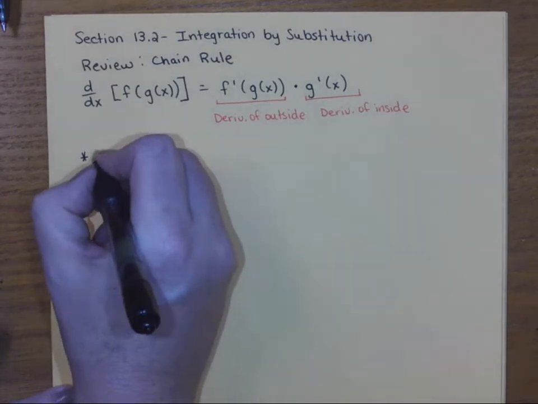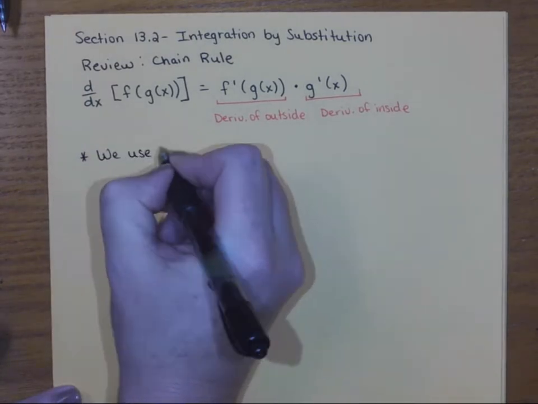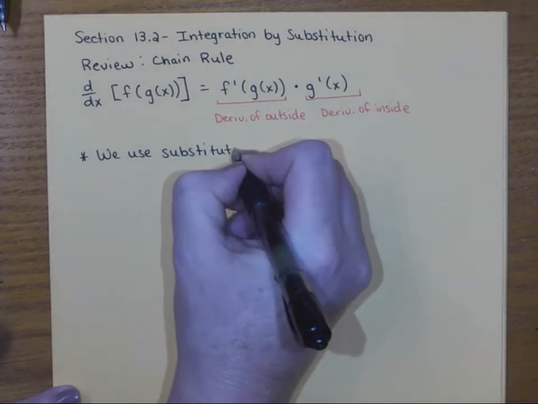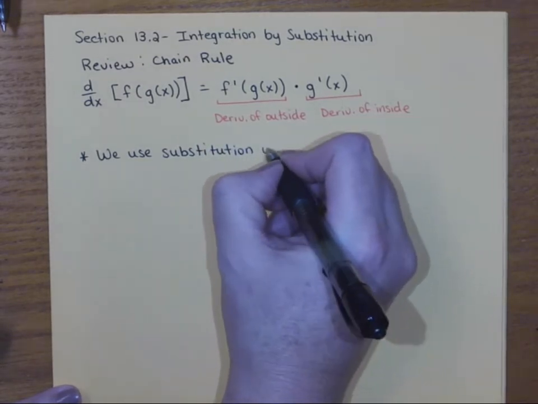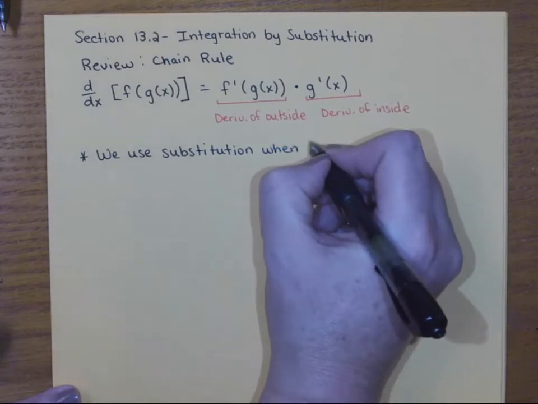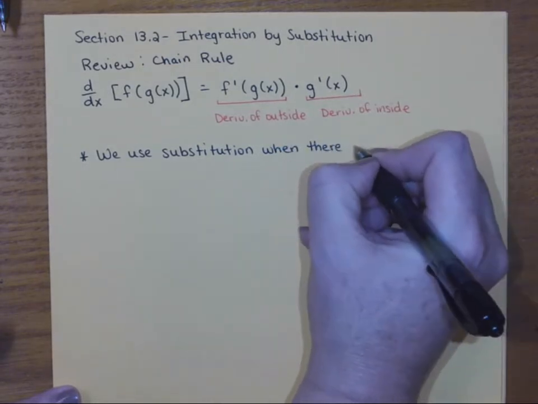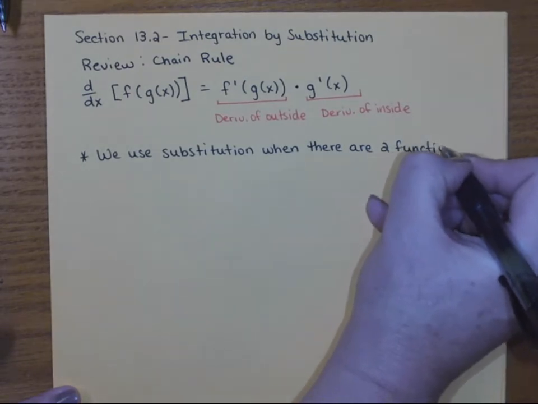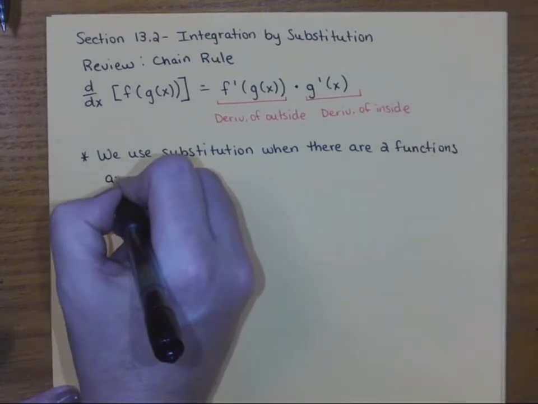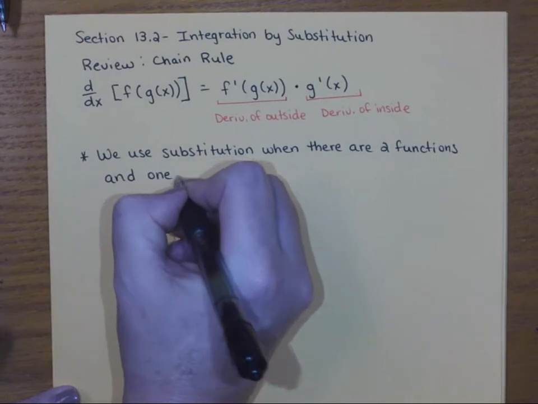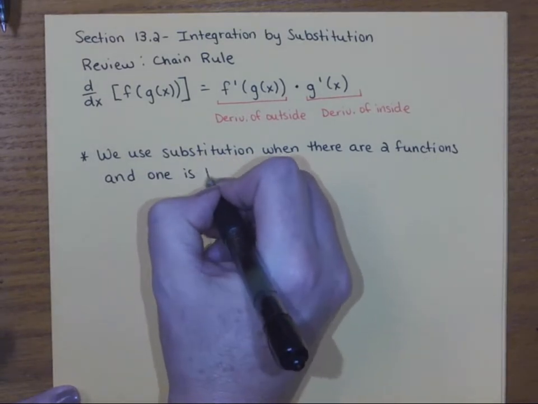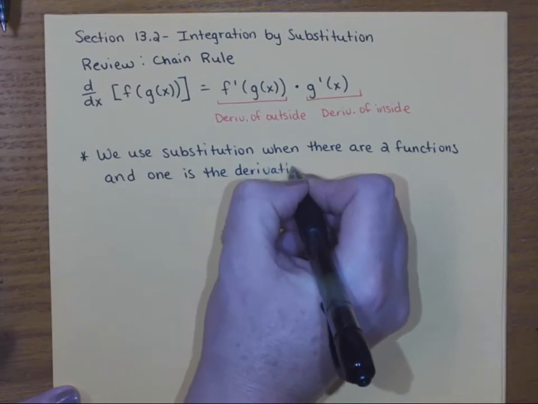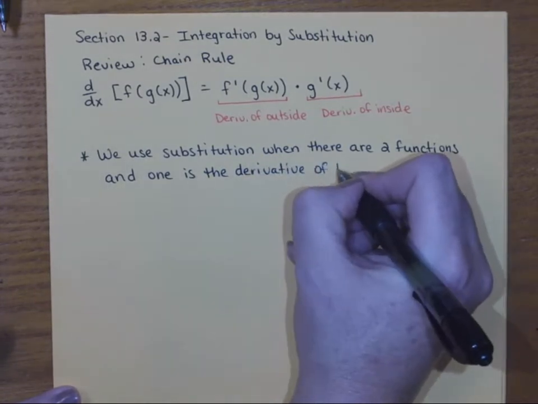All right, so we can use substitution, and the name of this method implies what we'll be doing. We'll be substituting values in for other values. So we use substitution when there are two functions and when one is the derivative of the other or close to it. So it certainly doesn't work for all functions, but there's a big group of functions that this is going to work for.